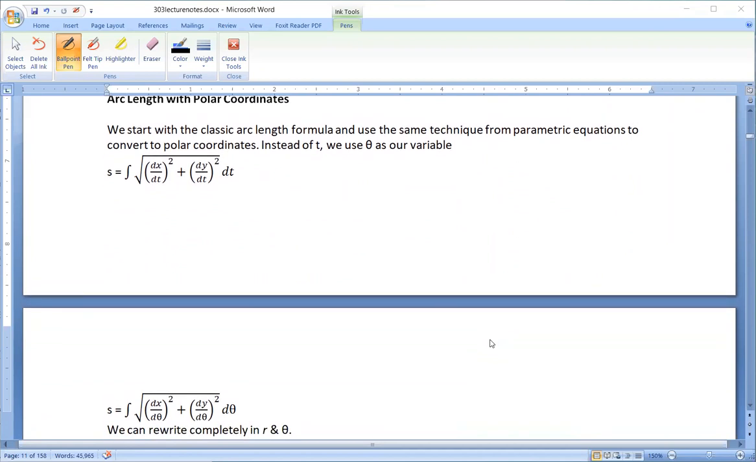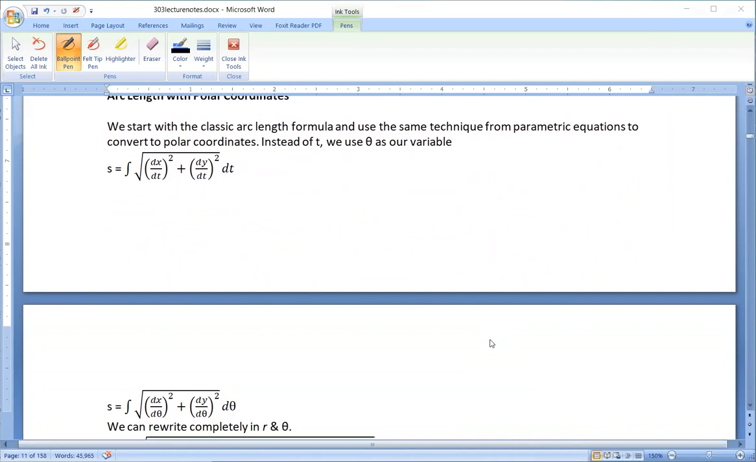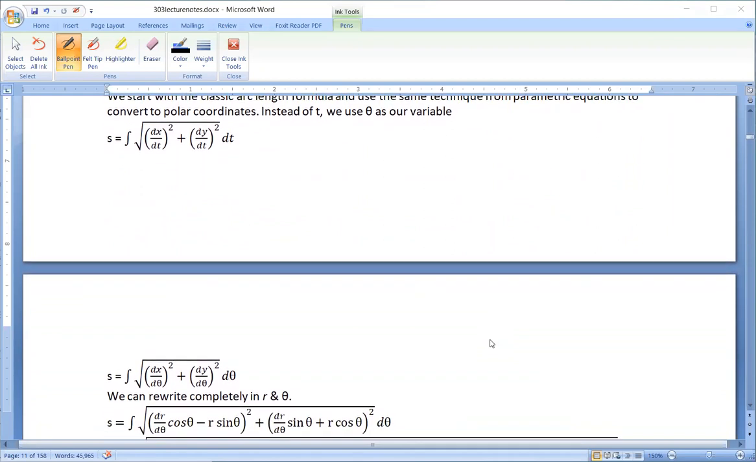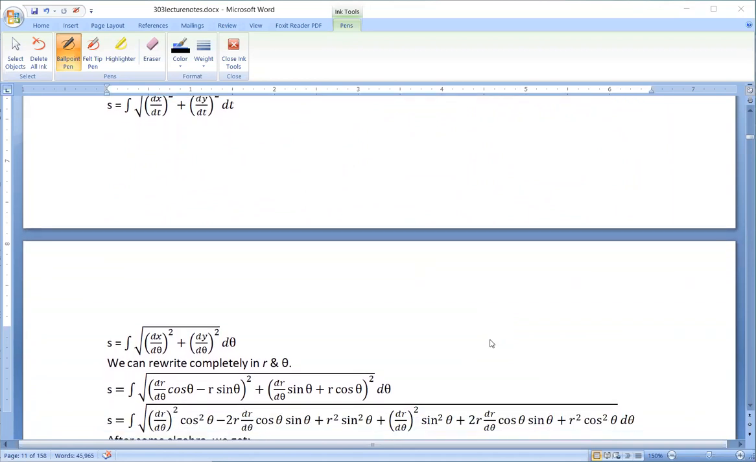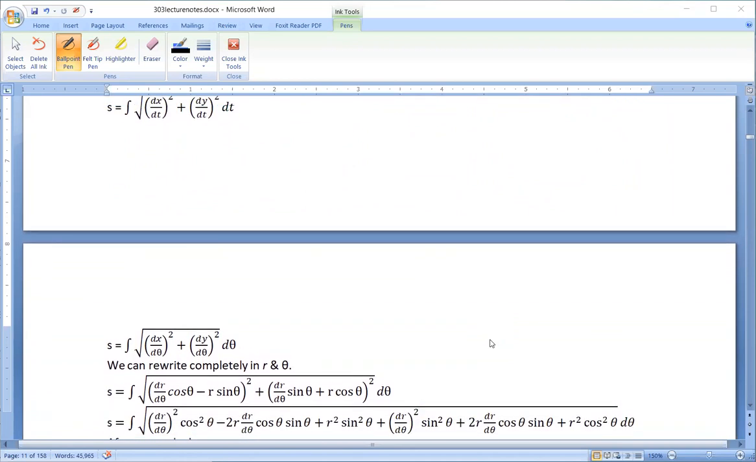So you can leave it like this, or we can rewrite it completely in r and theta. If you do that, after a bunch of lengthy calculation: dx d theta, we calculated previously in an earlier problem, and that was just dr d theta cos theta minus r sine theta. Dy d theta, we calculated previously, it was dr d theta sine theta plus r cos theta. And again, you can just use the product rule to work it out. Now, if you square it out, you get this whole mess.